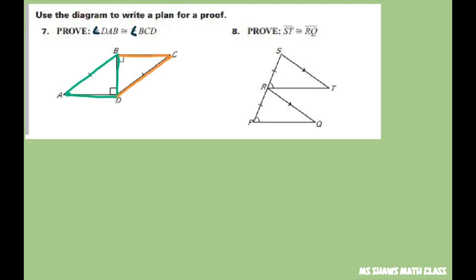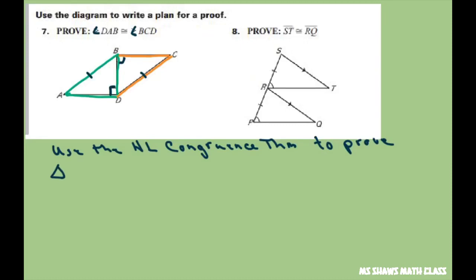So the first thing I want to notice is this is two right triangles, and that my hypotenuses are congruent. So what I want to do is use the hypotenuse leg congruence theorem to prove that the triangles are congruent.